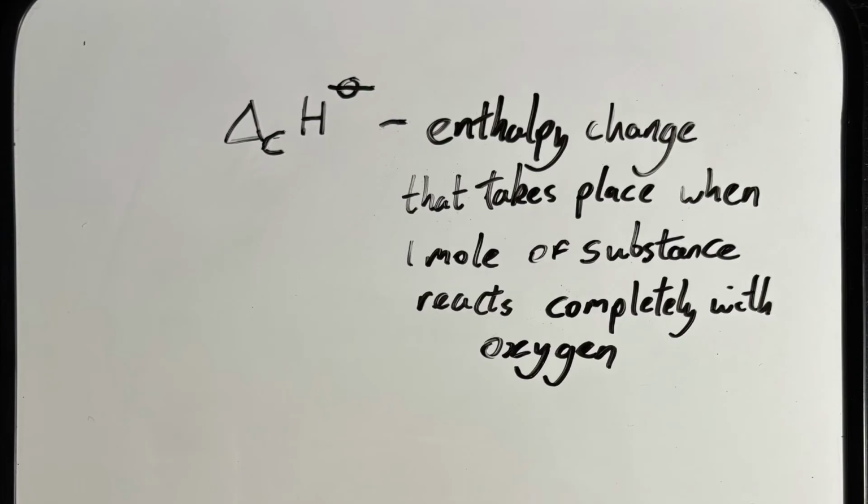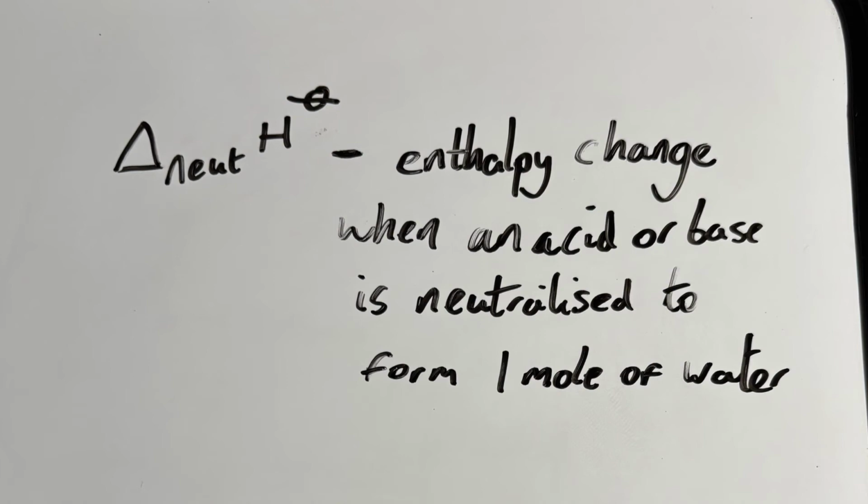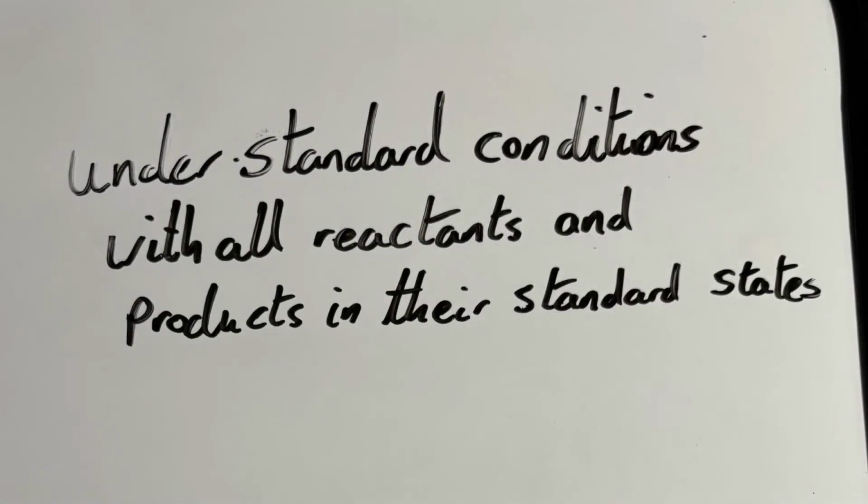Now the next one is the standard enthalpy change of combustion, and that's the enthalpy change that takes place when 1 mole of substance reacts completely with oxygen. And then you have the enthalpy change of neutralization, which is the enthalpy change when an acid or base is neutralized to form 1 mole of water. If you're writing the definition in an exam, it's important that you keep this phrase at the back of your mind: under standard conditions, with all reactants and products in their standard states. It might be the difference in marks, so just make sure when you're writing the definition, you include that little phrase at the end.